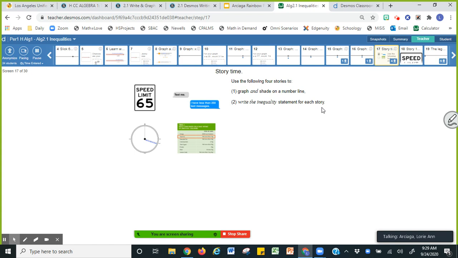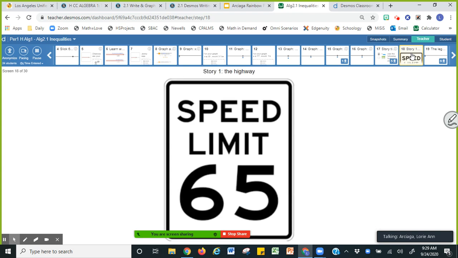So you will use a graph and a shade and a number line to write the inequality statement for the story. And the first story is about the speed limit. And of course, you can define any variable that you want, right?